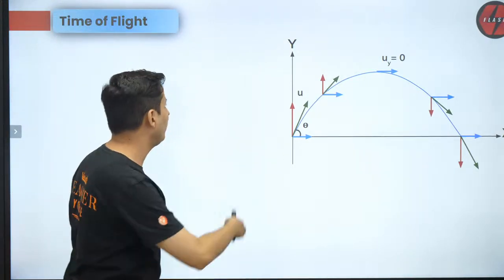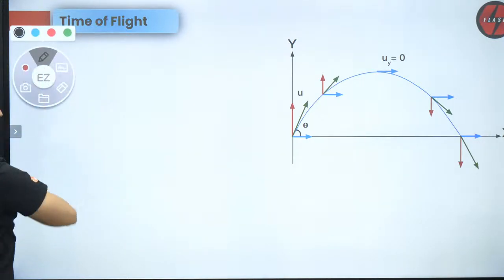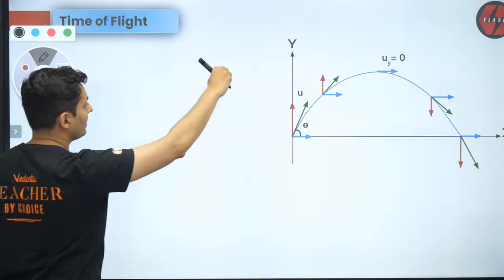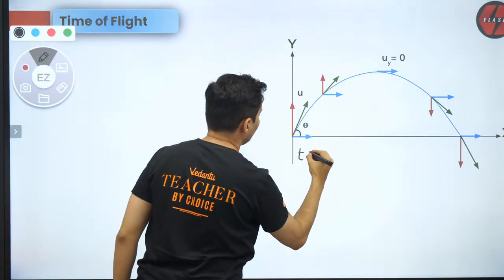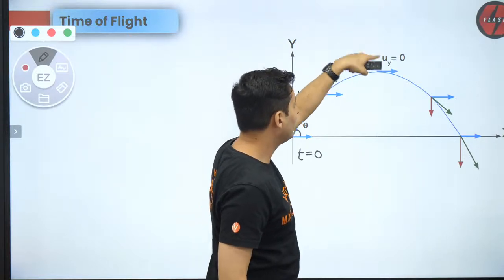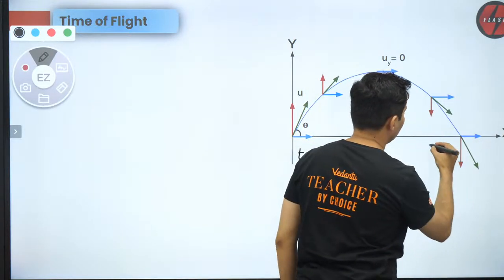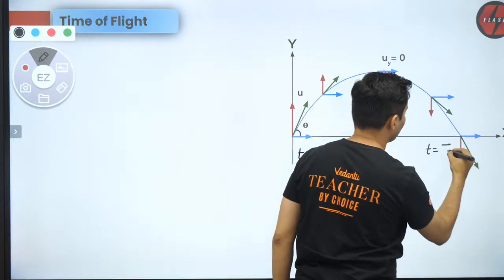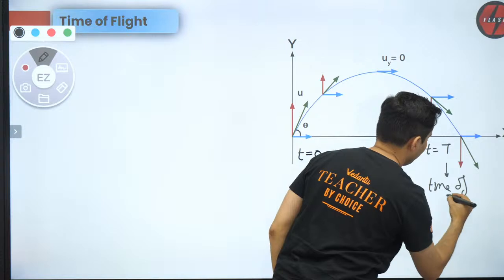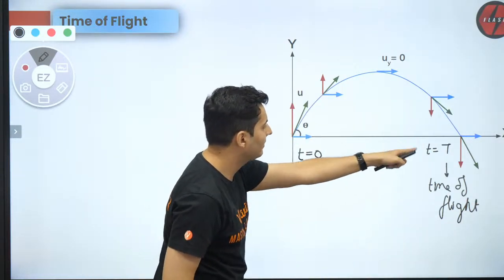Now, let's find time of flight quickly. Let's get to some problems and quickly solve these derivations as well. For finding time of flight, what do you mean by time of flight? The time it stays in air. So when you project at t equal to 0, it slowly decreases its speed, the y component becomes 0, and it comes down over here. And this is basically t equal to T. So this T stands for the time of flight. So how do I find this time of flight?